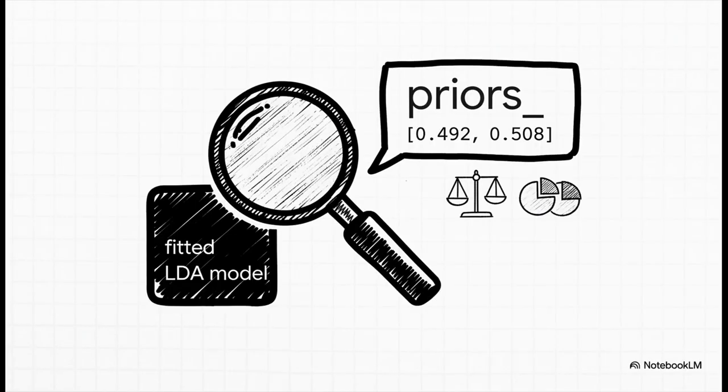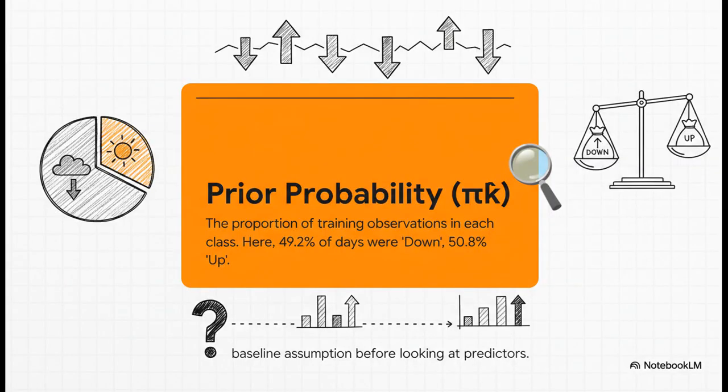Okay, first up, the priors. If we actually look inside our fitted model, the priors_ attribute gives us back 2 numbers, 0.492 and 0.508. And what this tells us is pretty simple. In our training data, 49.2% of the days the market went down, and 50.8% of the days it went up. This is basically the model's baseline assumption. It's the starting guess it has before it even looks at the specific Lag1 and Lag2 data for a given day.